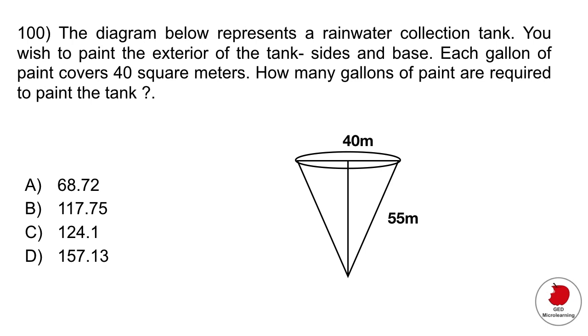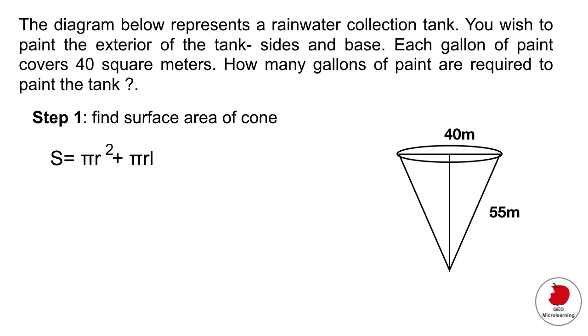All right, so the first thing you want to do is find the surface area of a cone, because this is the shape. And you can find that in the test, in your formula sheet. So the surface area is pi multiplied by the radius squared plus pi multiplied by the radius and the length. We know from the question that the diameter, the distance across the top, is 40. Remember that the radius is half the diameter, so it would be 20. And then they're telling us that the length is 55 meters.